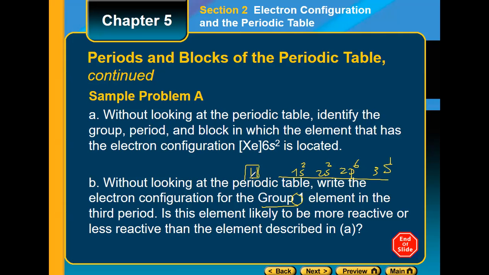Okay, don't look at the periodic table, so it's not our problem. Actually, it's sodium, but he asked not to look, so it's not our problem to know the name of the element.